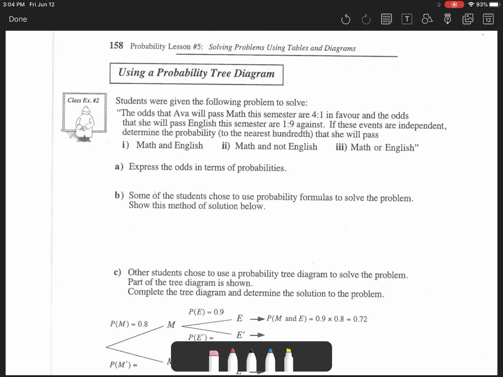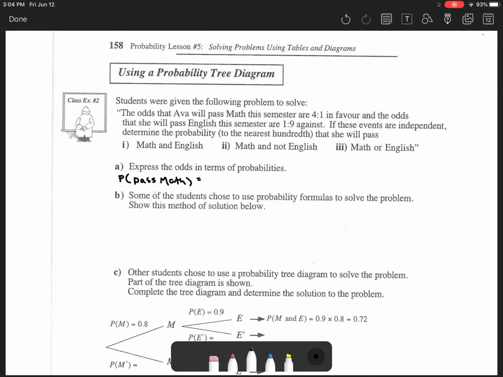If these events are independent, determine the probability to the nearest hundredth that she will pass, first, math and English, second, math and not English, and third, math or English. In part A, they say express the odds in terms of probabilities. So that's the first thing that we have to do. First I'm going to calculate the probability of passing math.